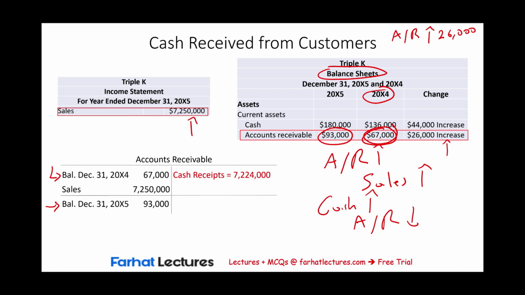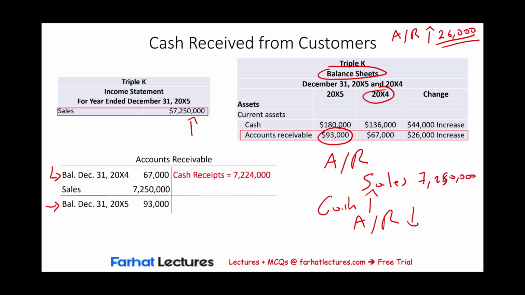Now, what else do we know? We know that sales is $7,250,000. In other words, at some point during the life of this company, we debited account receivable, or at least we have total sales of $7,250,000. We know that much. Why? Because total sales is $7,250,000. Now, some of that sales is cash, some of it is receivable. What do we know? Well, we know that account receivable went up. It means some of that sales was on account.